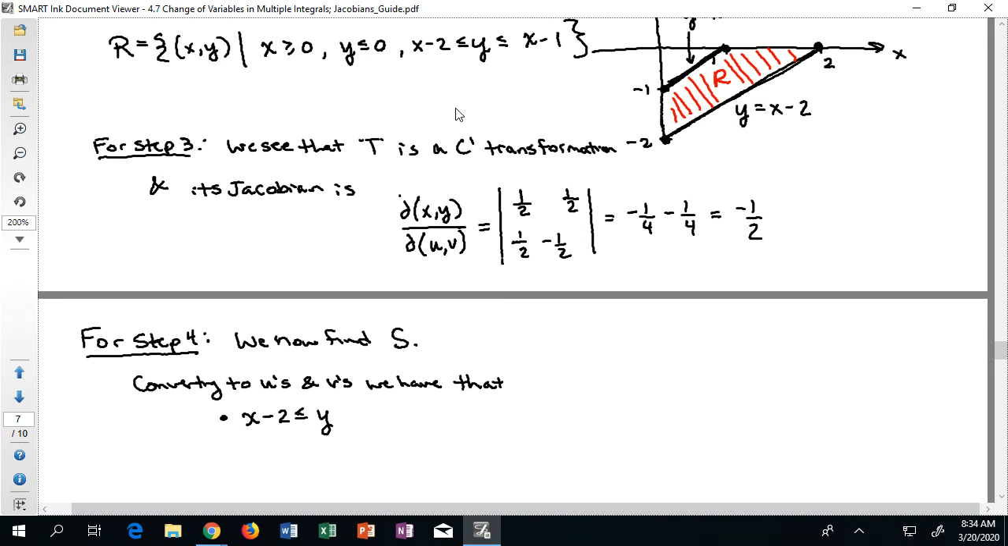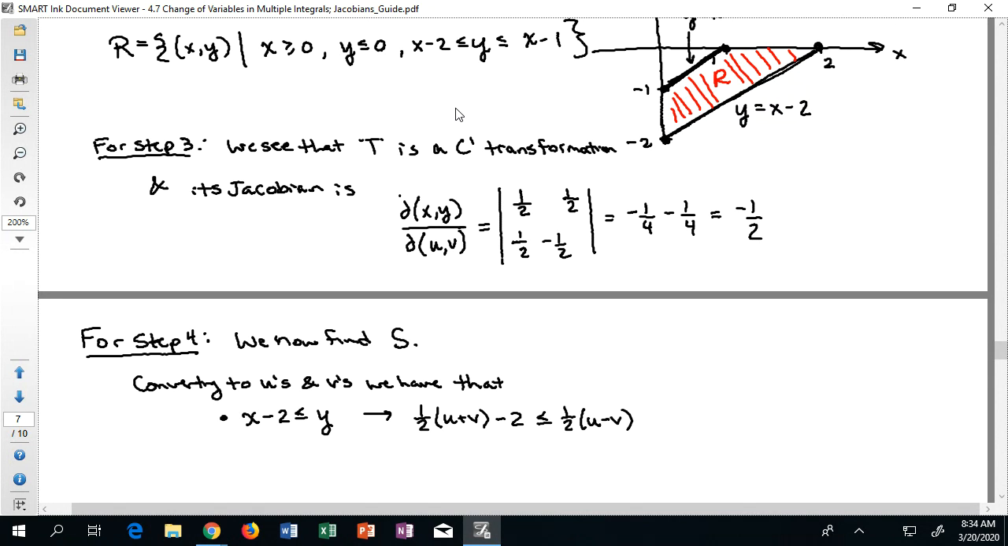But what I can start to do here is imagine what would happen if I replace all of my x's with what x's are equal to. Remember that was 1/2 times u plus v. And if I replaced y with what it was equal to, that's 1/2 u minus v. So now I can have an inequality with u's and v's in it. I'd like to simplify that down as much as I possibly can.